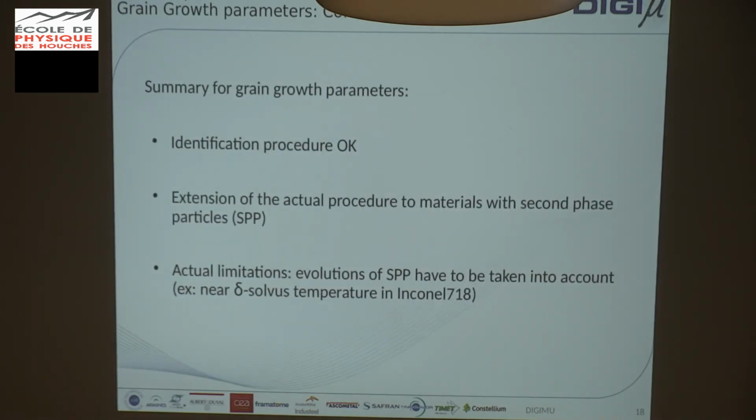So okay, for grain growth parameters, in fact, it's working pretty well on a lot of materials, since we stay in pure grain growth and with no second phase particle. We also tried to extend that actual procedure for materials with second phase particles, and it's also working pretty well, but we just have to keep away from the solvus temperature of those particles, because at those temperatures we will have to take into account in our model the actual evolution of the second phase particle fraction, and right now it's not the case. It was one of the main points of the last slides of Marc yesterday, and it shows that it's still in development currently.